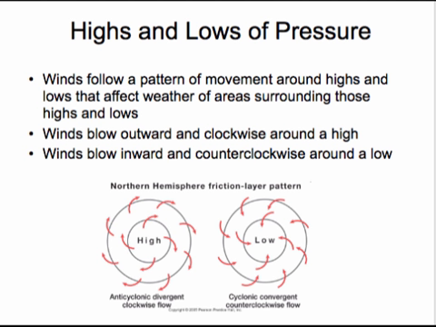So wind follows a pattern of movement around highs and lows, just like it follows a pattern of movement on a global scale. Wind tends to blow outward and clockwise in a high, and then in a low, it tends to blow counterclockwise and inward. For now, I just want you to know that we are going to do an activity later in which you will actually model those motions and why that happens.